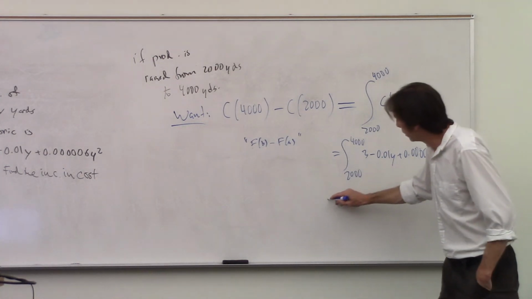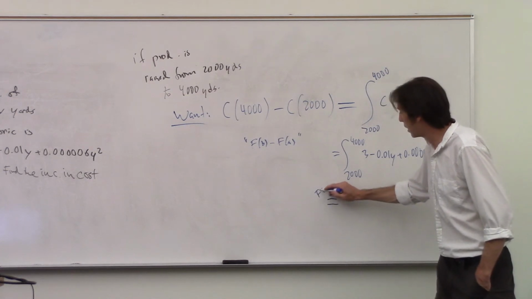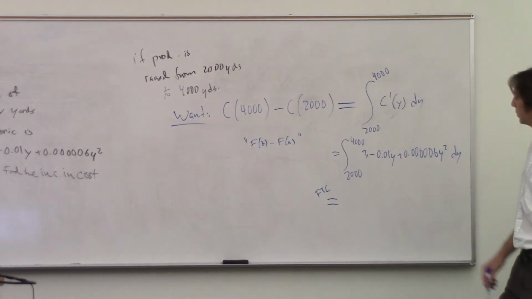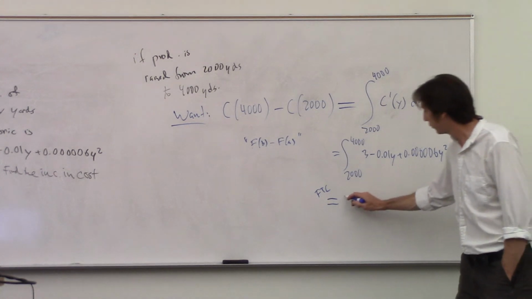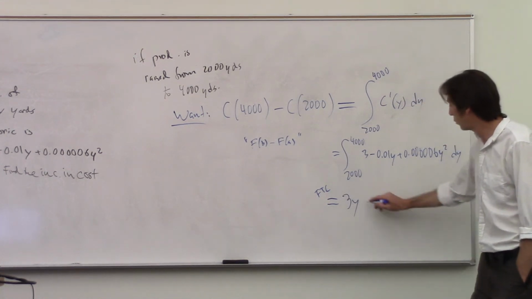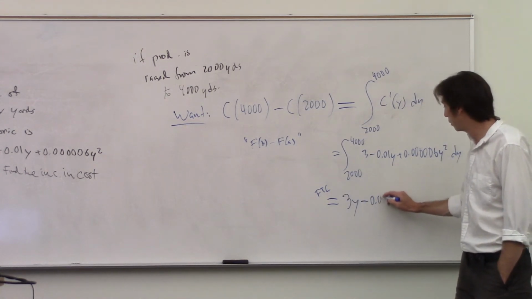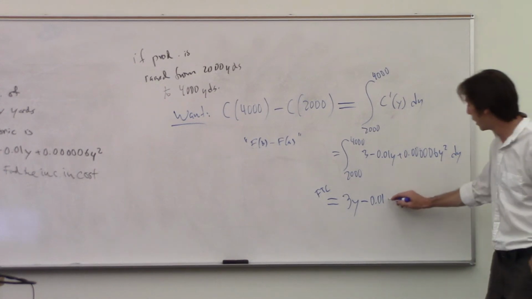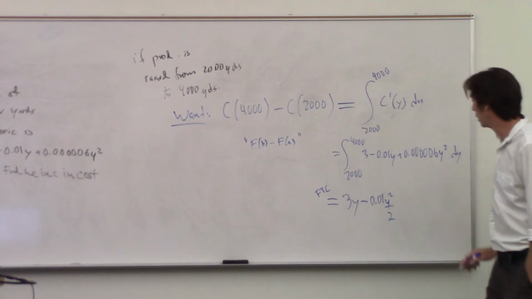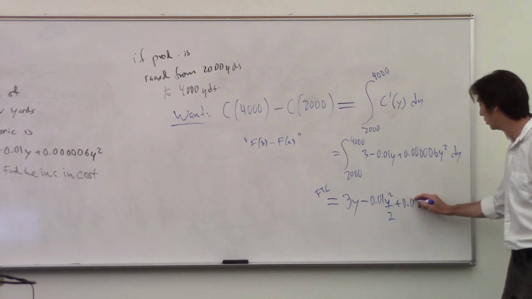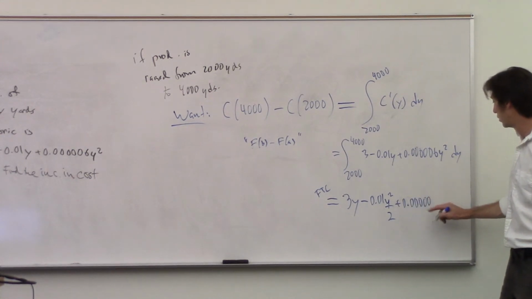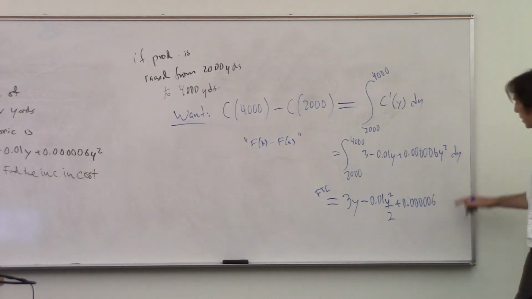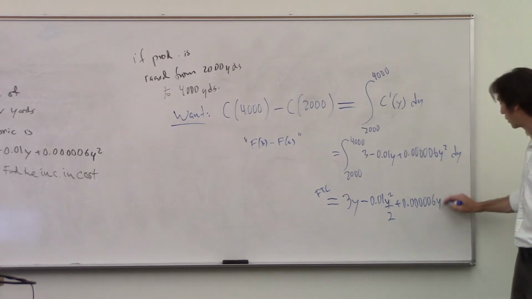Okay, using the fundamental theorem of calculus now, we know how to integrate this. The integral of 3 is 3y, and then we do minus 0.01. It's a constant coefficient, so it stays there. The integral of y is y squared over 2, and then plus 0.5 zeros and then a 6, and then the integral of y squared is y cubed over 3.